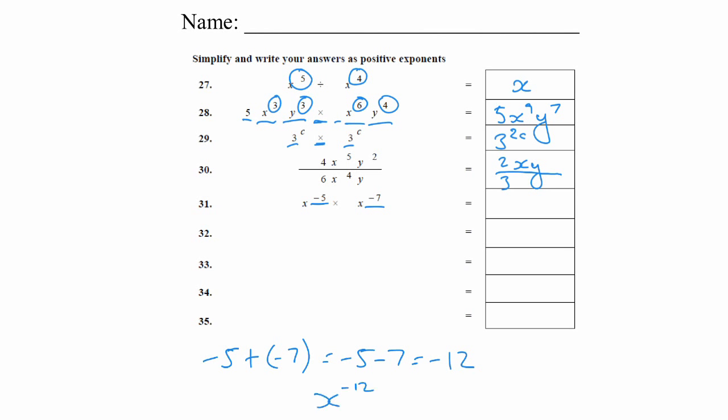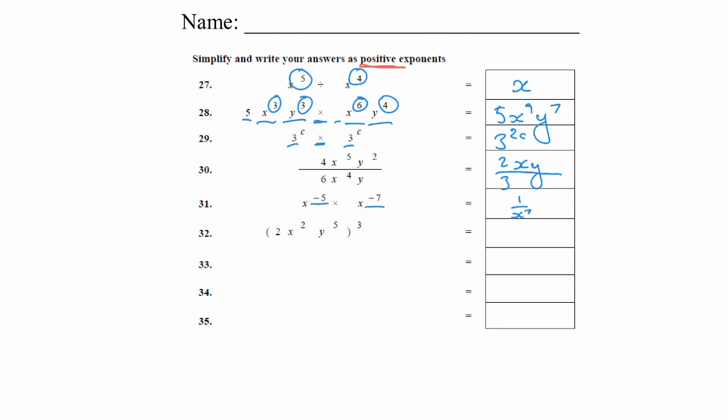However, at the top here it does say leave your answers with positive exponents. So if we've got something to a negative exponent, we just need to write that as 1 over x to the positive exponent. So our answer here is 1 over x to the 12. And you will have to write it as a positive exponent because that's what the question asks for.